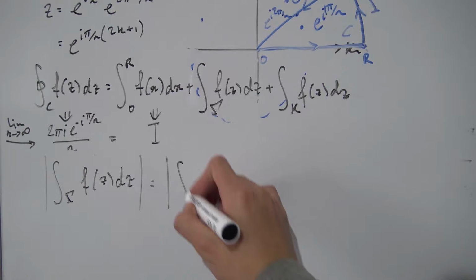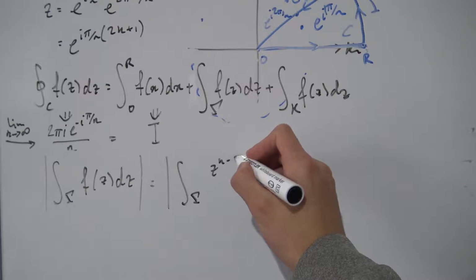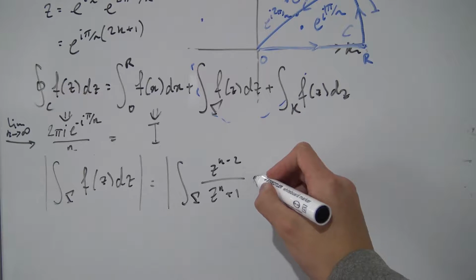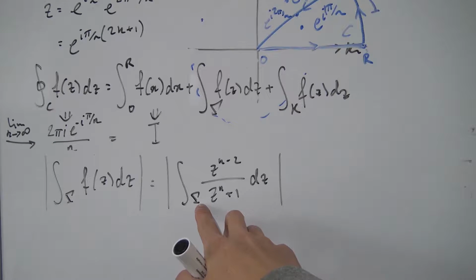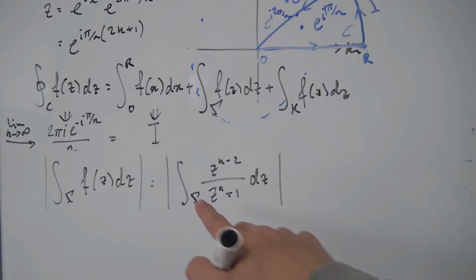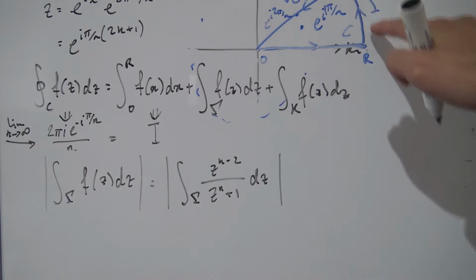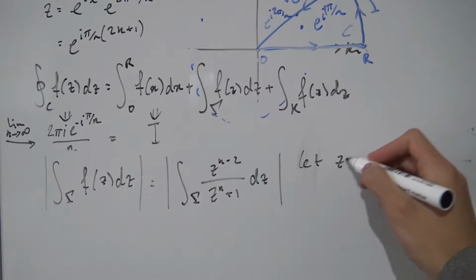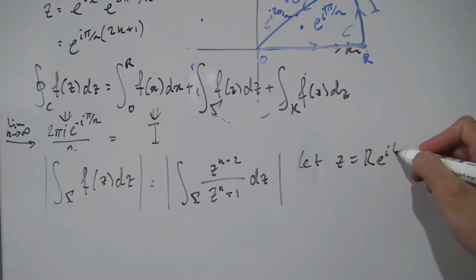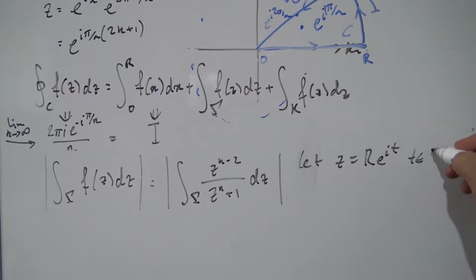So this is the absolute value of the integral over gamma of z to the n minus 2 over z to the n plus 1 dz. And then now what can we do with this right here? Well, we have a path over gamma. So why not try to introduce a new parameterization for this path gamma right here? So I think the best way to do this is just to introduce a new substitution, because the gamma, that's just along a kind of circular path right here. So what I'm going to do is I'm going to let our z's right here be equal to r times e to the i t, where our t runs from 0 to 2 pi over n.